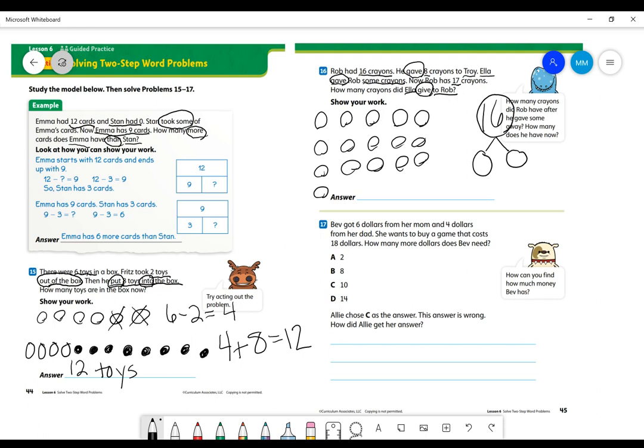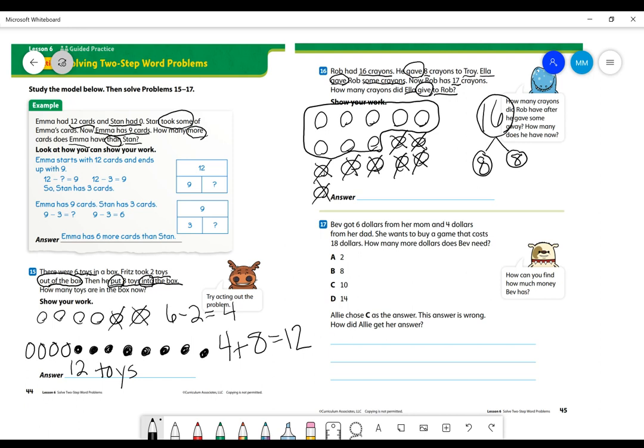He gave 8 crayons to Troy. Ooh, if I give crayons away, am I getting more crayons or am I losing crayons? I'm losing crayons. How many am I losing? 8. Let's X out 8. 4, 5, 6, 7, 8. How many crayons was Rob left with? Rob was left with 8.